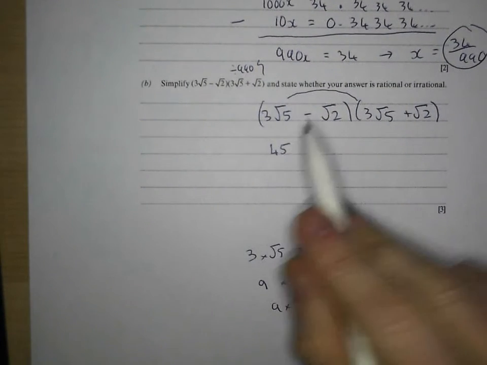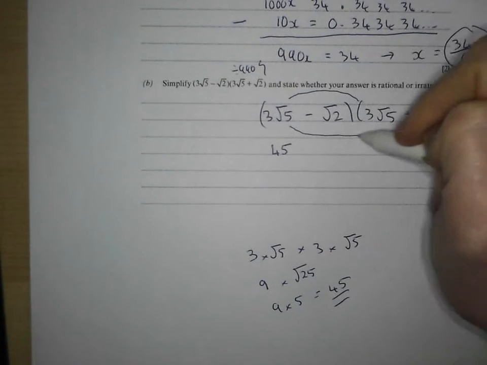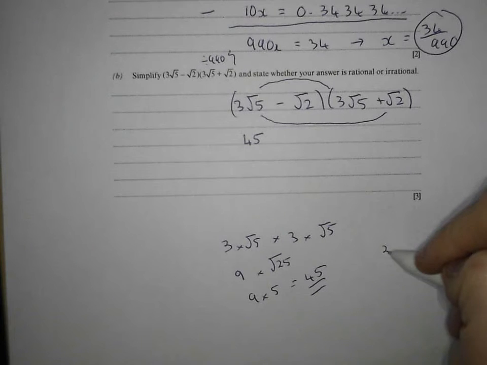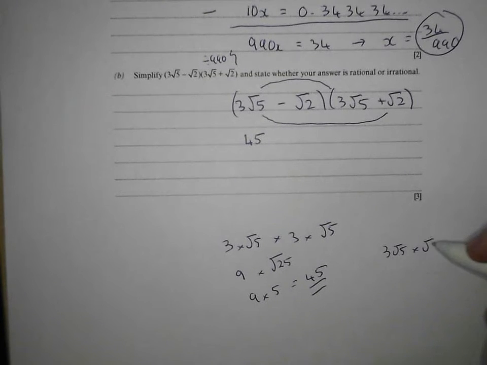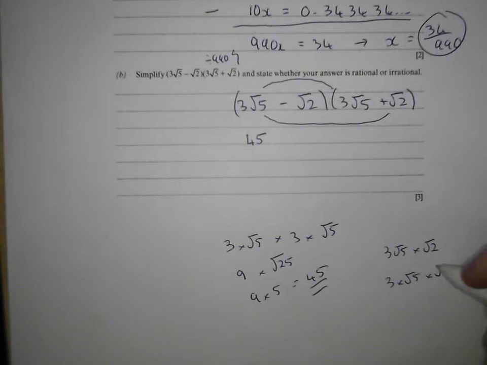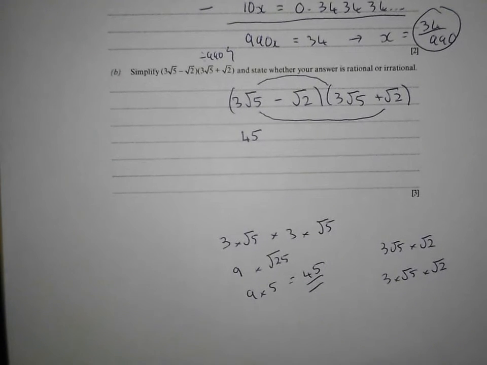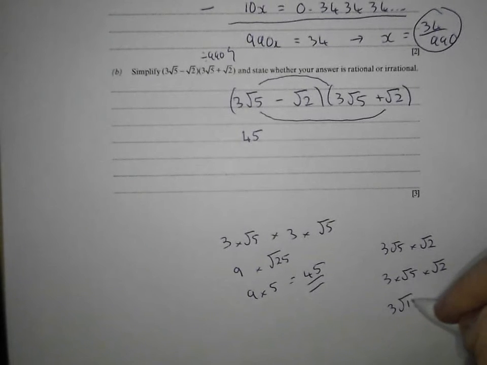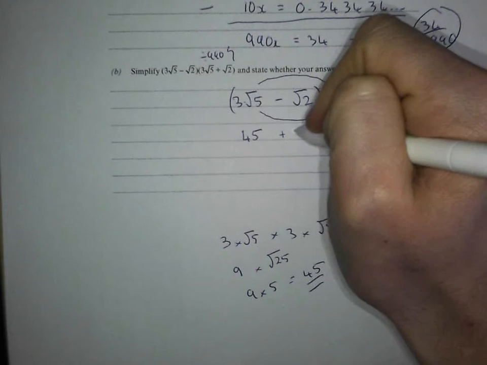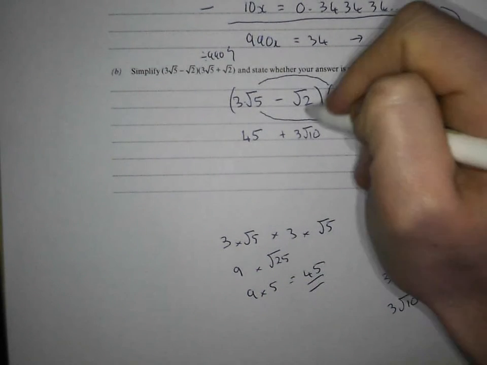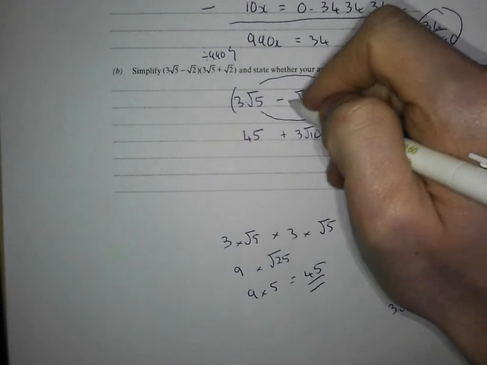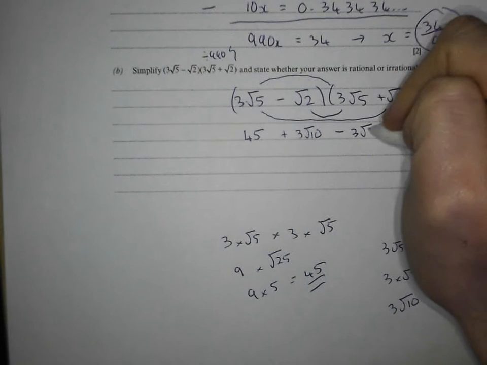Now what about this next one? Let's go for 3 root 5 times root 2. So I've got, might as well do it here, 3 root 5 times root 2. Well, that's 3 times root 5 times root 2. Root 5 times root 2 is just root 10, so I end up with 3 root 10s. And that's positive, so positive 3 root 10s. Now the nice bit here is when I do minus root 2 times 3 root 5, that's exactly the same, but because that's a minus, this is going to be minus 3 root 10s.